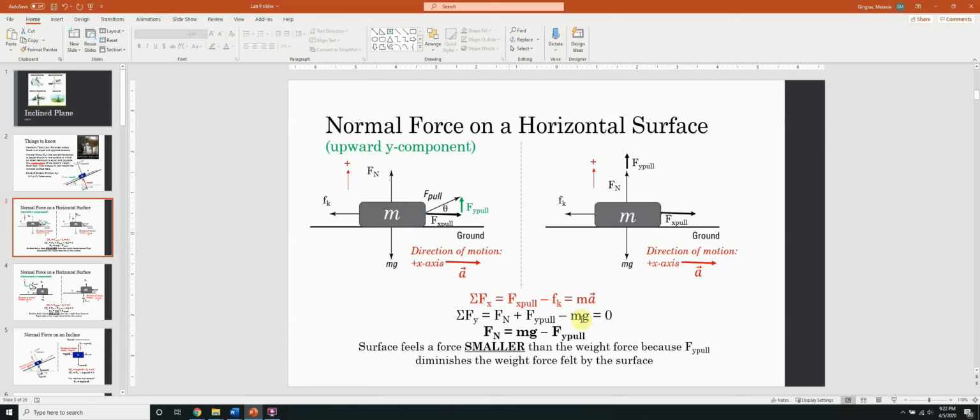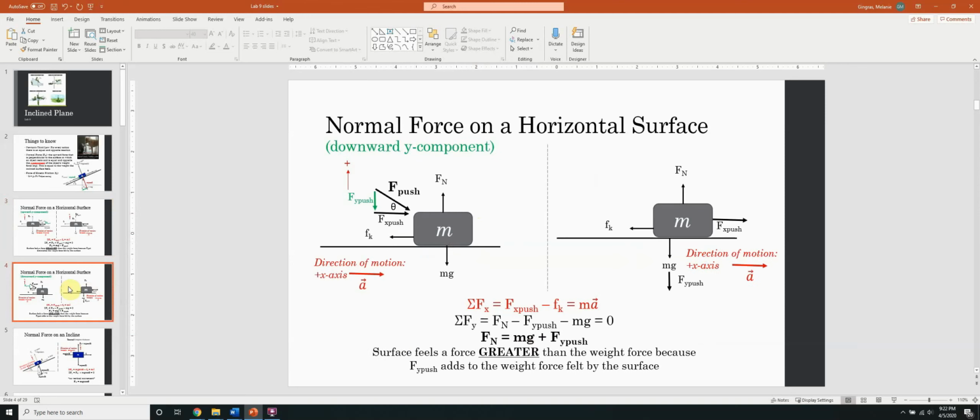This mass isn't bouncing around up and down. So we know that this is equal to the total mass of the system times an acceleration of 0 in the vertical. We can rearrange this equation in order to solve for our normal force, and we get that our normal force is equal to our weight minus Fy pull, which is exactly what we would expect. We expected that our normal force was going to be less than our weight force because Fy pull is diminishing the weight force that the surface is feeling.